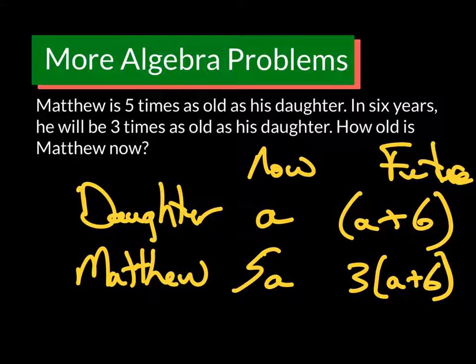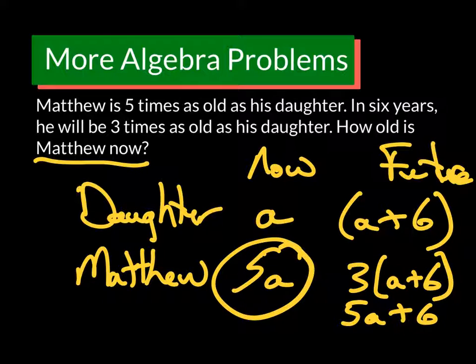However, we also know that if Matthew right now is 5A, then in 6 years he will be 5A plus 6. And finally, let's just review to make sure we know exactly what we're being asked to find. The question asks us to find Matthew's age now, so we're looking for this, 5A.